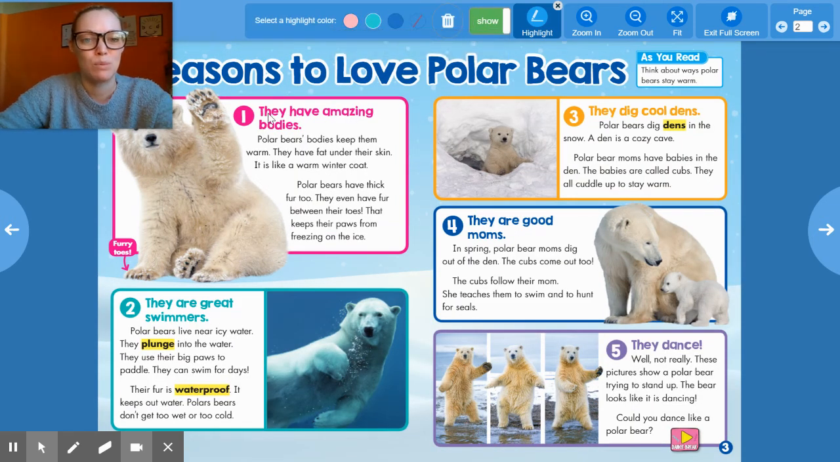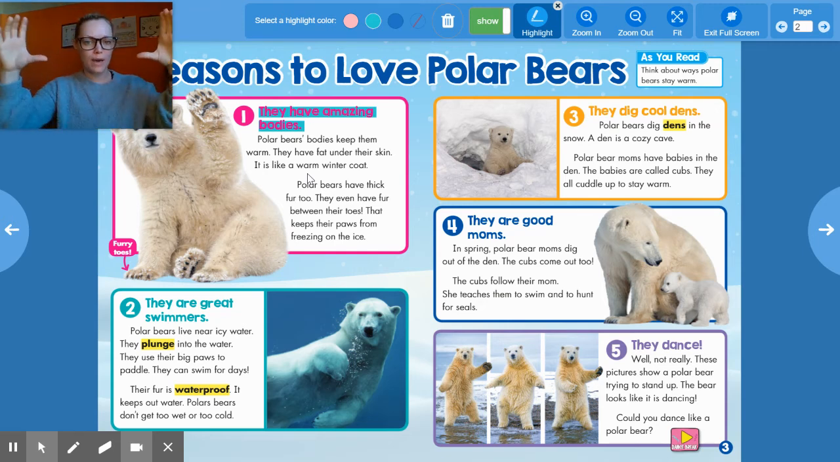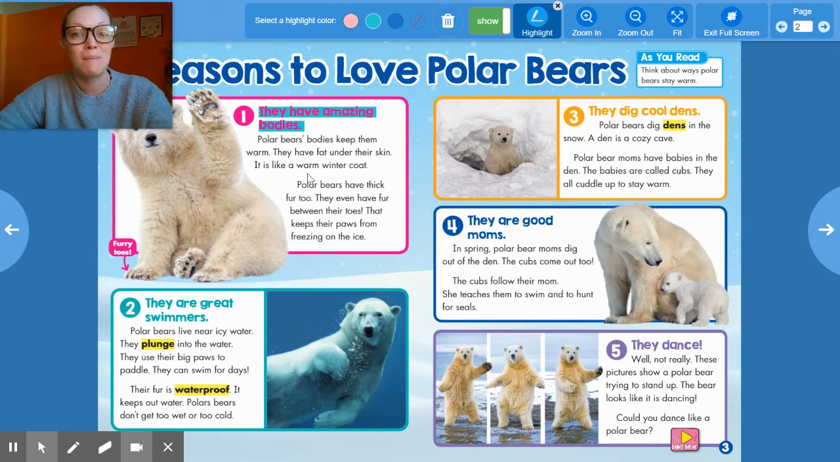And here was the example we read, which was they have amazing bodies. And this can be considered a type of heading, but we'll count it. It's in sentence form. Capital, punctuation, makes sense. They have amazing bodies. Remember, this could be considered an opinion, but they go on to explain with facts why polar bears have an amazing body. Polar bears' bodies keep them warm. They have fat under their skin. It is like a warm winter coat. Oh, I want a warm winter coat right now. Polar bears have thick fur too. So the general fact is that polar bears have amazing bodies. Then they tell us more about those polar bears' amazing bodies.